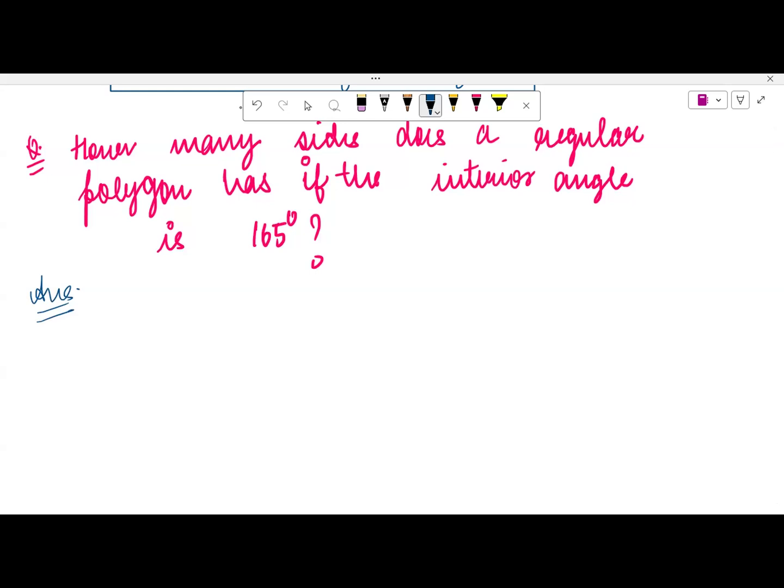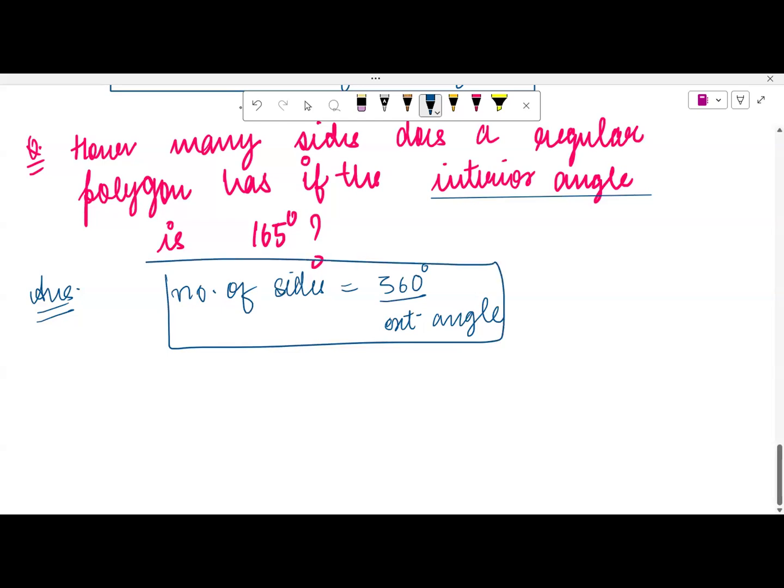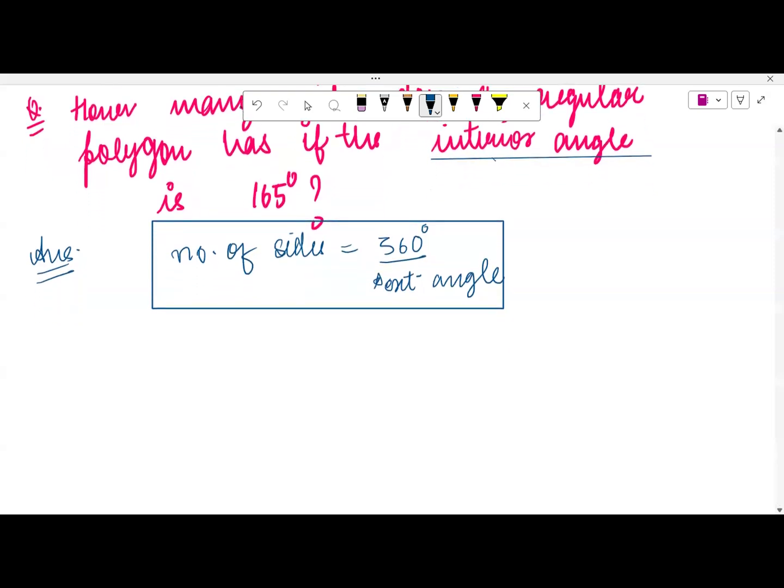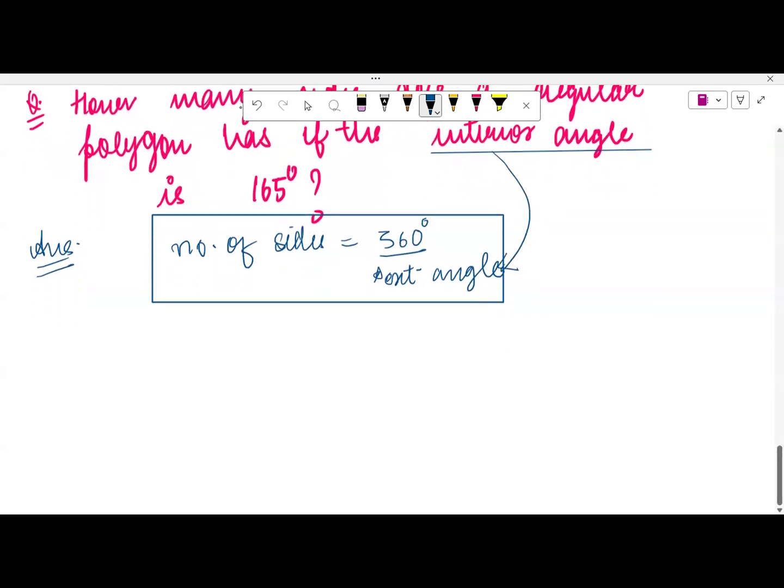Okay, listen. So the concept is that the interior angle is given to you, but we know the formula that the number of sides is equal to 360 degree upon the exterior angle, right? So this is the formula that we know. Now I have to calculate the number of sides, but I don't know the exterior angle. But I know the interior angle. So with the help of interior angle, can I find out the exterior angle? Let's try to find out.